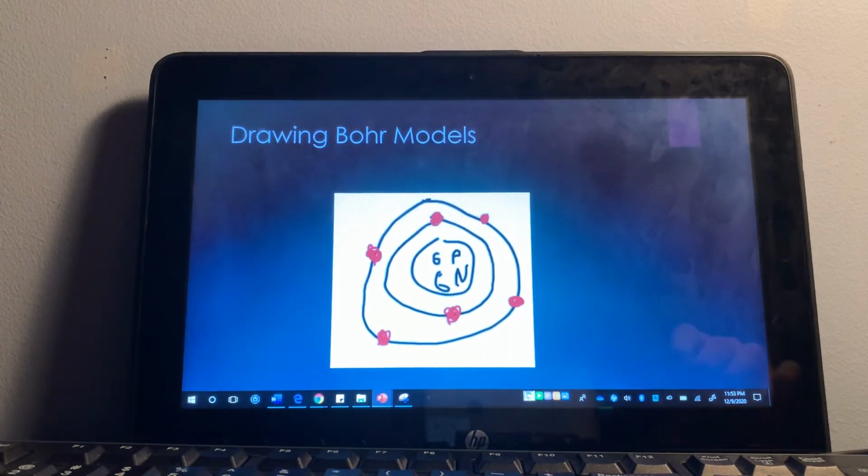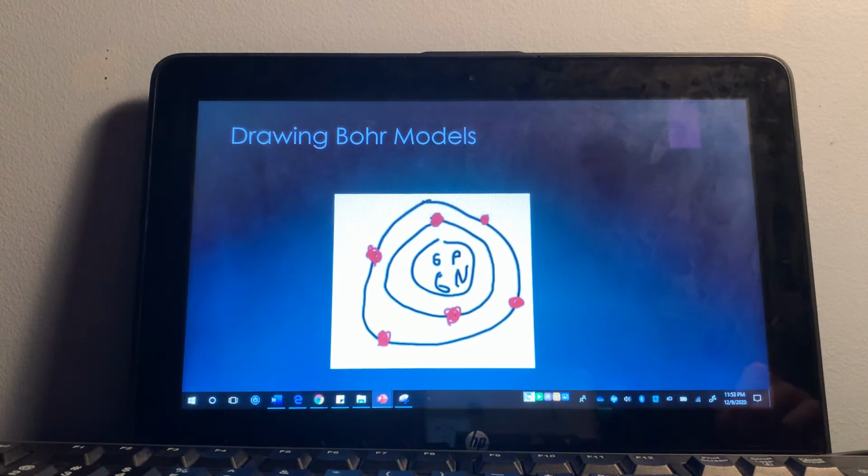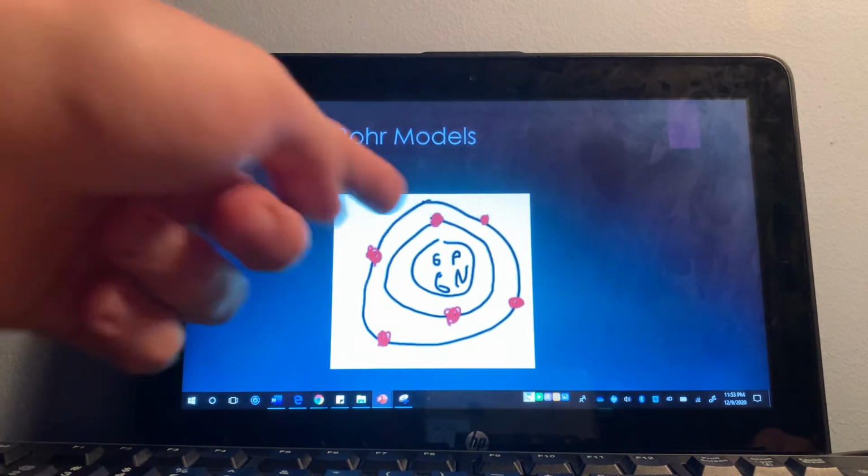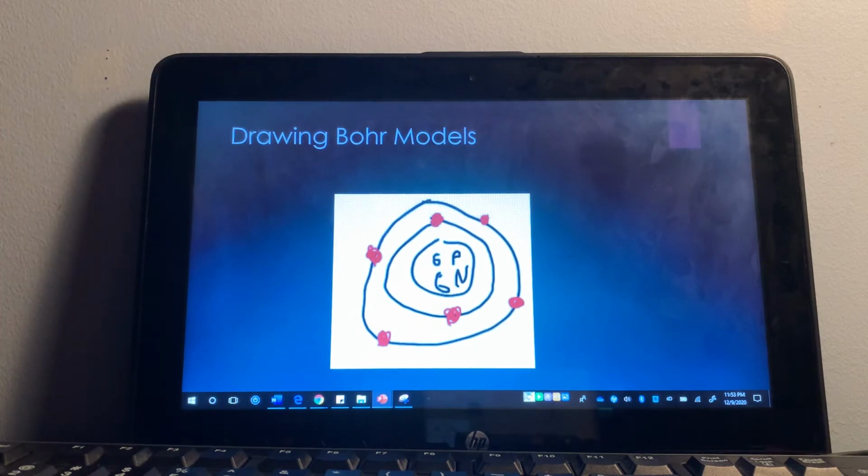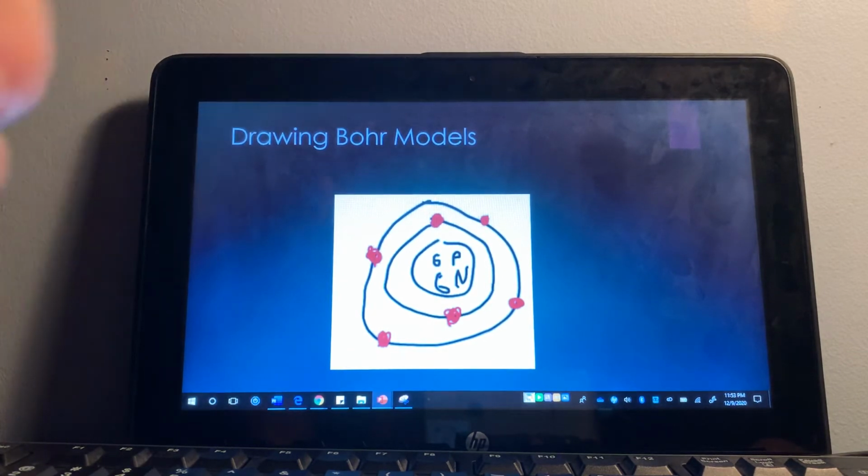Now, that's some background on the Bohr model, but in chemistry class, you're probably going to have to mainly draw Bohr models. So this is what a Bohr model essentially looks like. You have 6 protons, 6 neutrons, and you draw a circle around that. And then you have the first ring. The first ring has a maximum of 2, like we said, and the outer ring has a maximum of 8, and so all of the other ones.